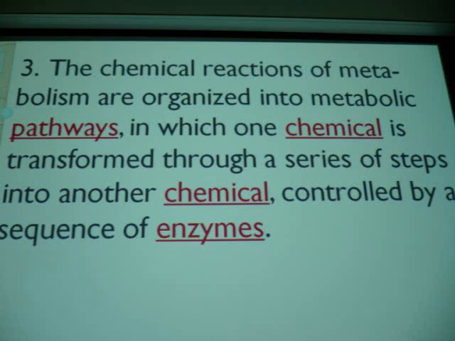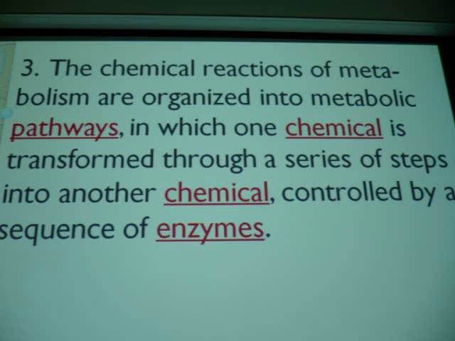In other words, this chemical's changed to this chemical, that's changed to that chemical, that's changed to that chemical, and that's changed to what you want. It's never just from A to B. It goes A to B to C to D to E, and you finally get the one you want to have. If you're missing any step in there, what's going to be a problem? You can't get to the end.